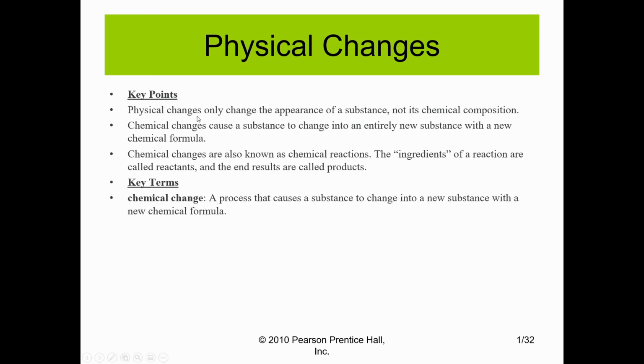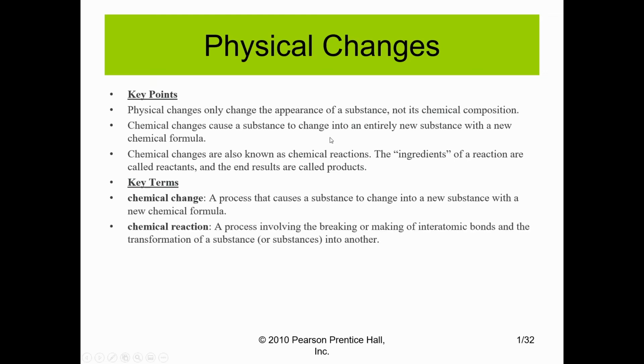So a chemical change is a process that causes a substance to change into a new substance with a new chemical formula, and a chemical reaction is a process involving the breaking or making of interatomic bonds between the atoms.